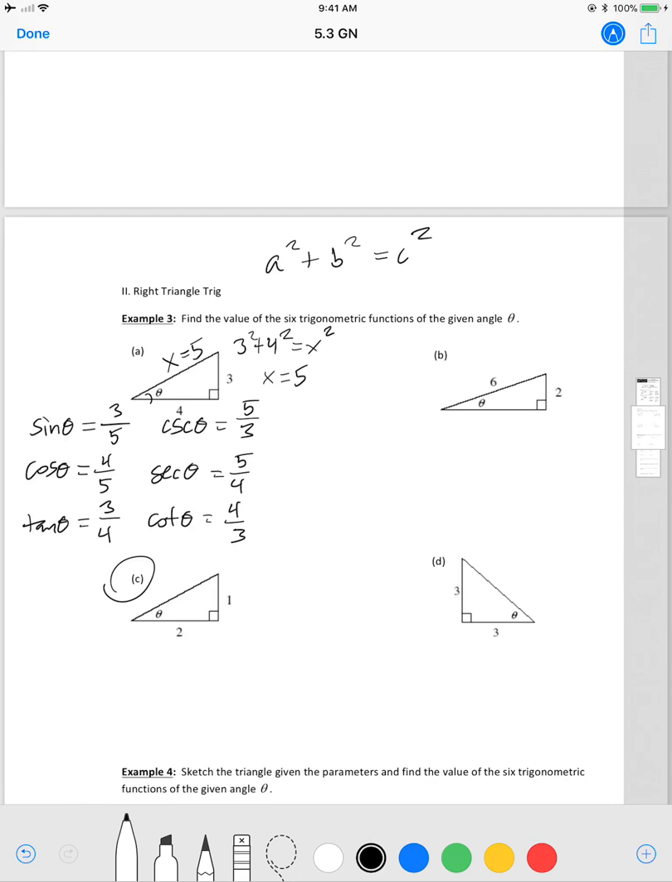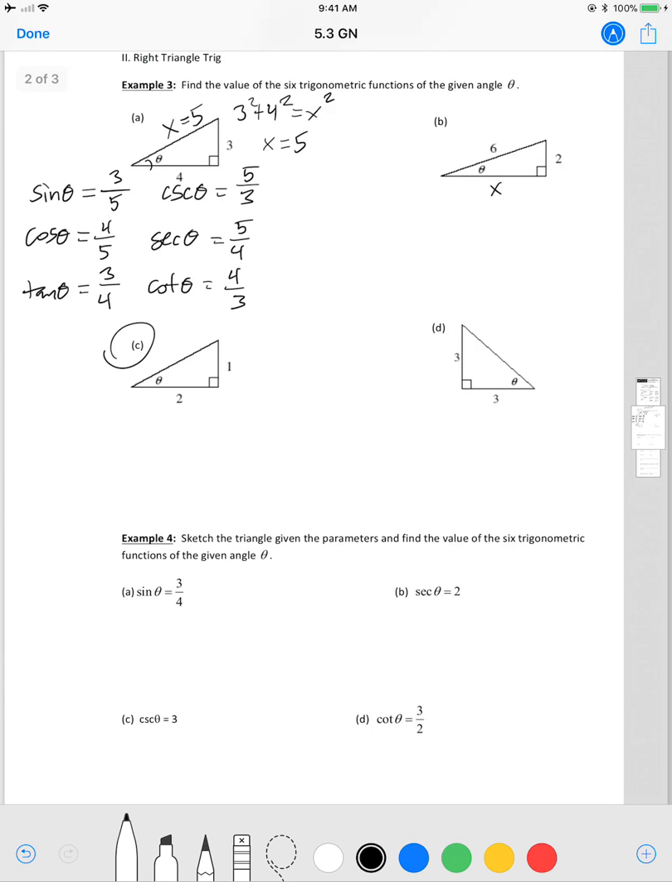Notice that I don't need to know what theta is to evaluate these trig functions, since they're just ratios, and I know the lengths of the sides of the triangle. Okay, let's look at letter B. Here they gave 2 sides again. I know I'm going to need to find the final side.